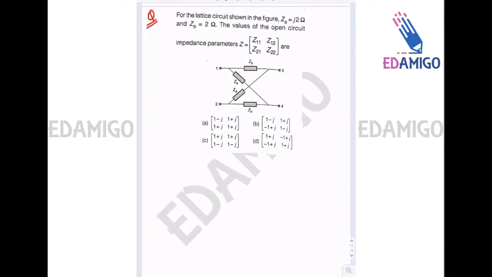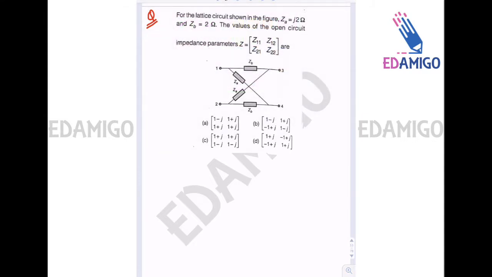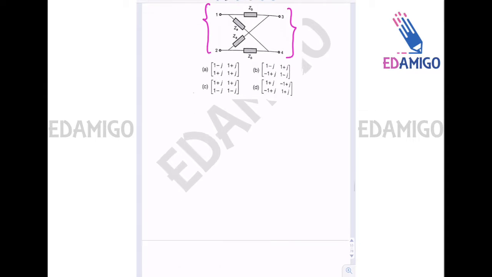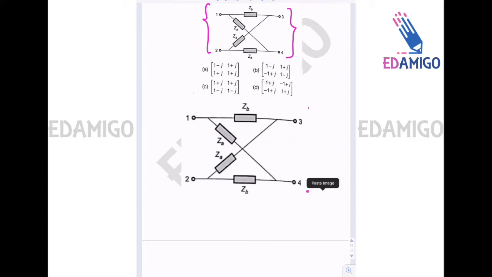Now this is a very good question. Here first of all read the question. This is the lattice circuit given to us and we have to find the Z matrix of the circuit. So first of all let's solve the circuit. Let me copy the figure and paste it. First of all we will find the Z matrix of the circuit itself.